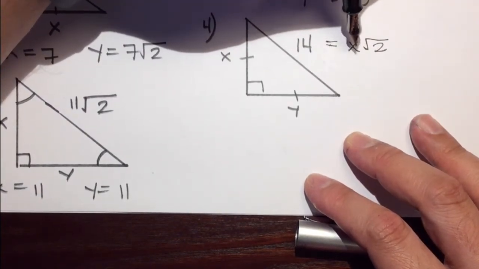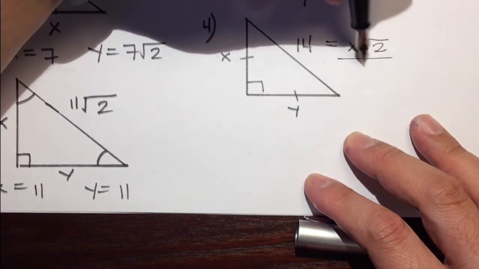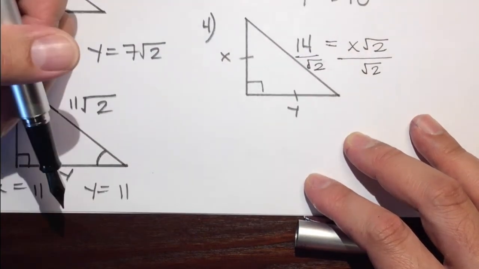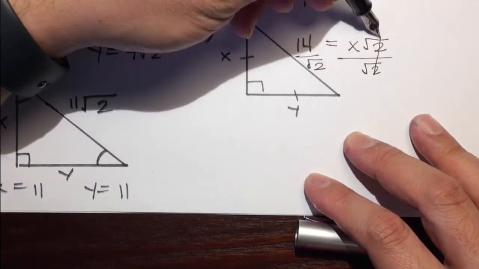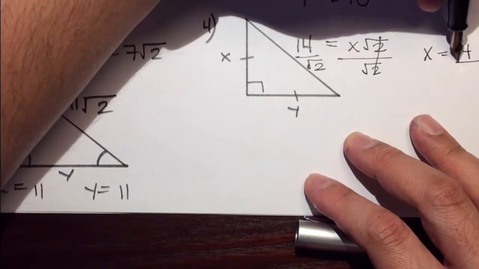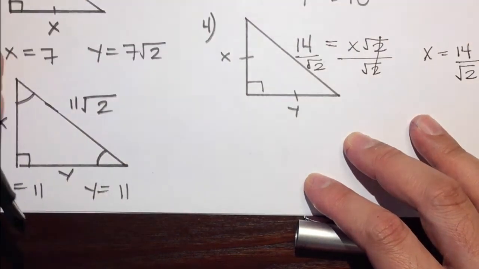We want to get x by itself. How do we get x by itself? We're going to divide both sides by radical 2. Okay, so now x is by itself. I'm going to rewrite it over here, and I'm going to flip it. x is equal to 14 over radical 2.